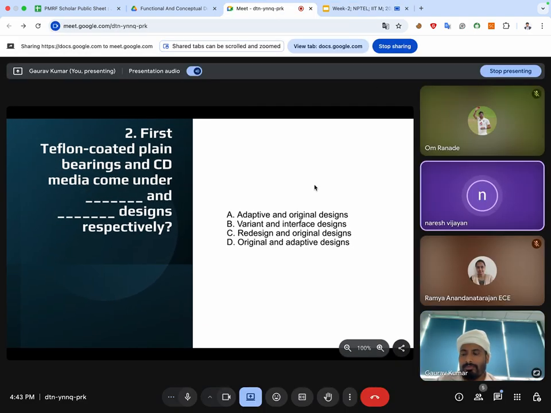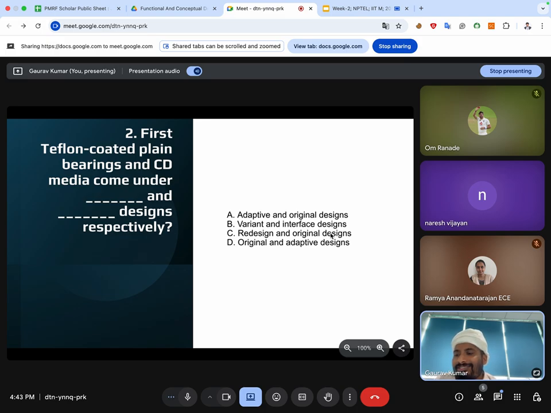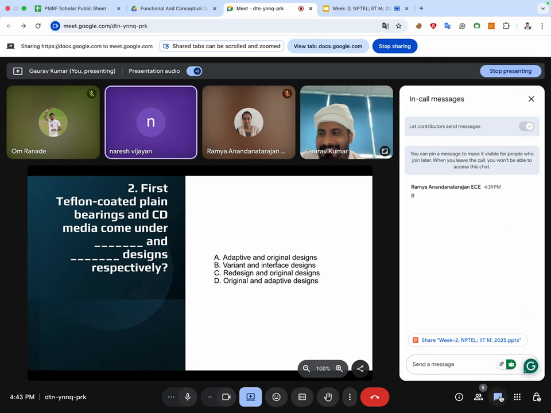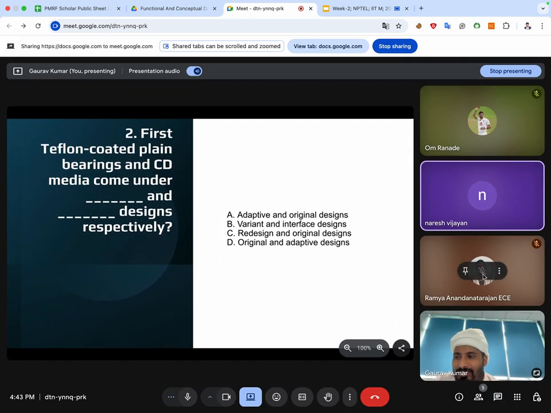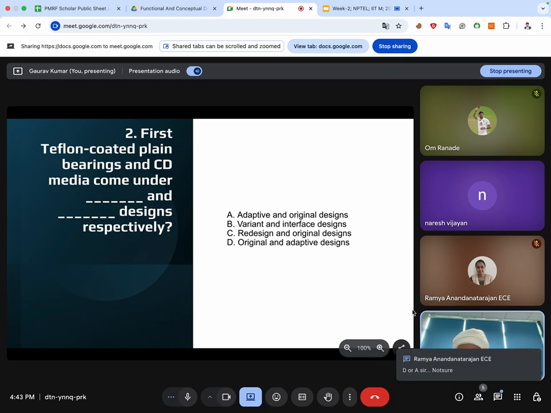Original and adaptive design. Sorry? D. D. Original and adaptive designs. No. No. Okay. Ramaya ma'am, could you please try? And Om? D or A? Not sure. Okay.